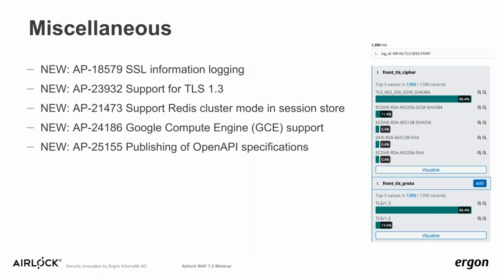And one of the last changes we will talk about today is that it's possible to publish the OpenAPI specifications, which you can upload since the last version, since 7.1. It's possible to upload the specification and filter according to those specifications. And now it's possible to publish them, because sometimes it's required for an application to publish the OpenAPI specification. So you can define on the WAF if it should be published and on which path it should be published.